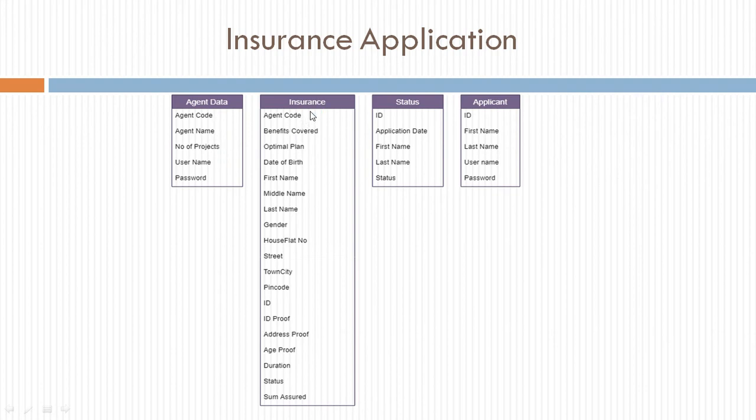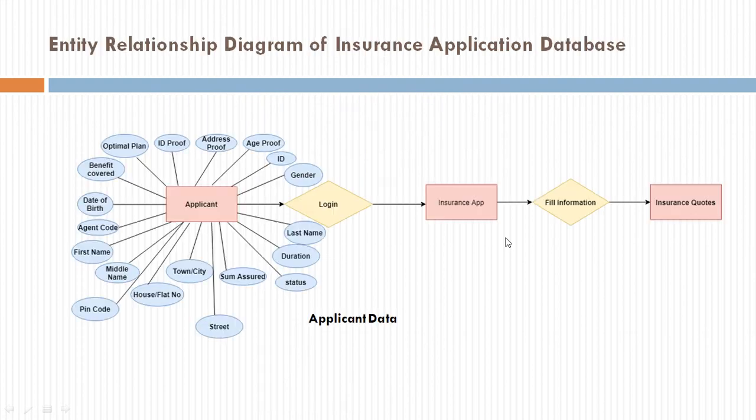With insurance, if the applicant wants to apply for the insurance, he has the fields mentioned here. And for the application, we have a status part, showing whether his application is approved or rejected, so we can check with this table. And with the application detail, he can log into the insurance application.